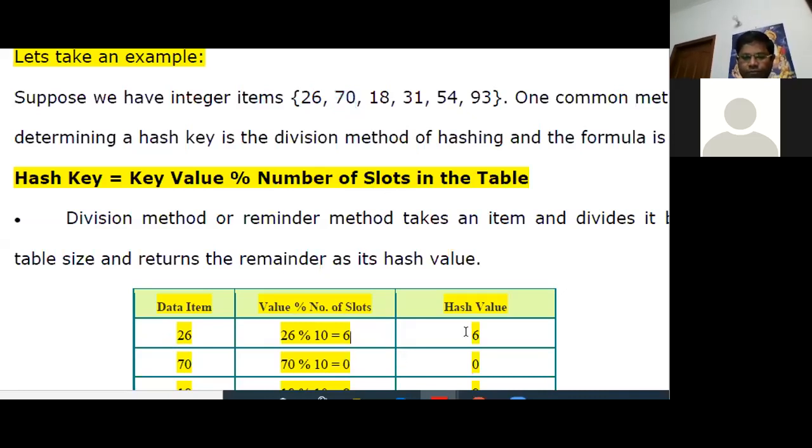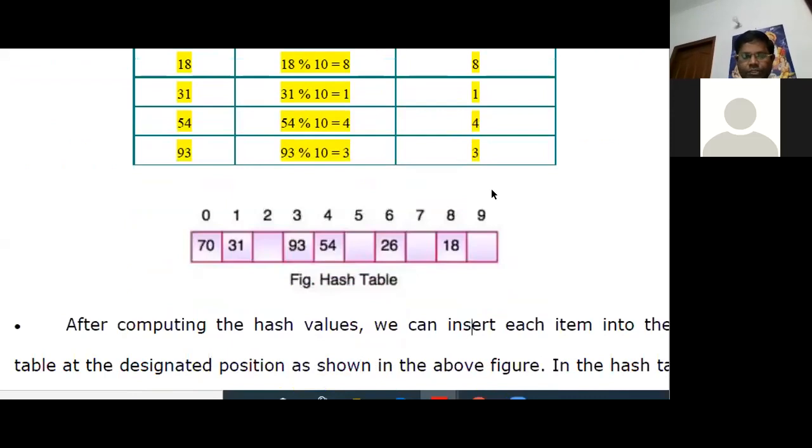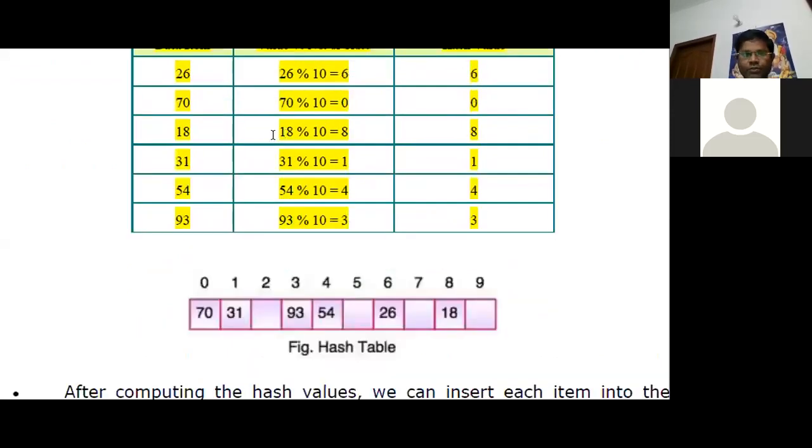So we write 0 here. Now the third item is 18. So again 18 modulo number of slots. The number of slots is 10. So the value that we are getting is 8.